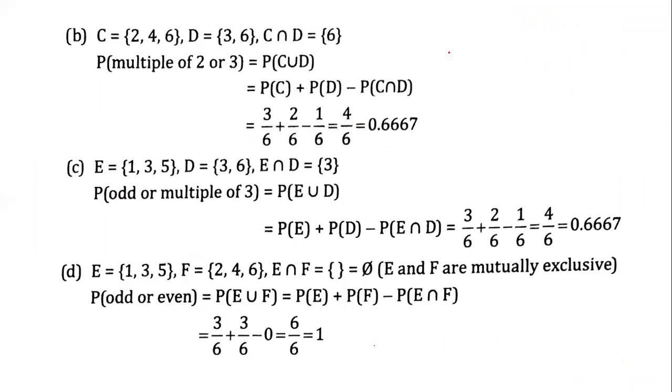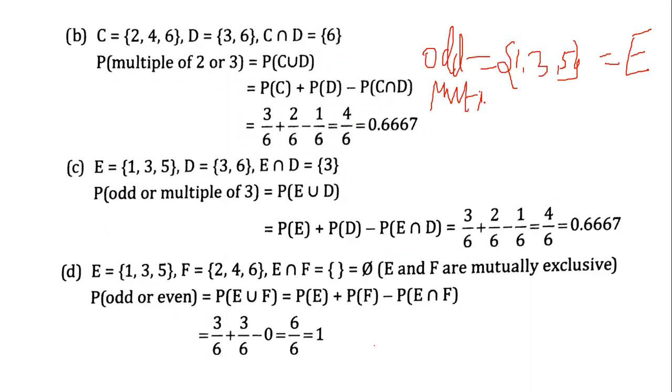Either you get odd numbers. What are the odd numbers? 1, 3, 5 can be the odd numbers. So this is one event. Let us name this event as E. Or you will get again multiple of 3. So what is multiple of 3? 3 ones are 3, 3 twos are 6.